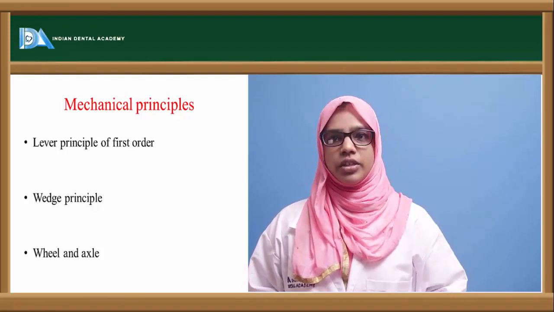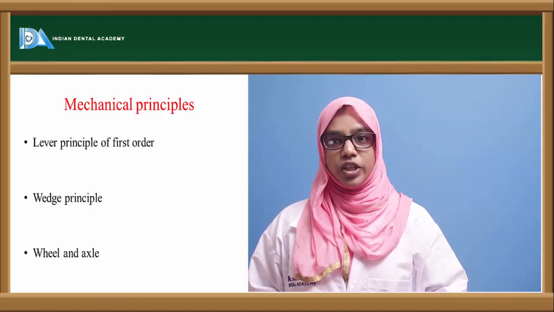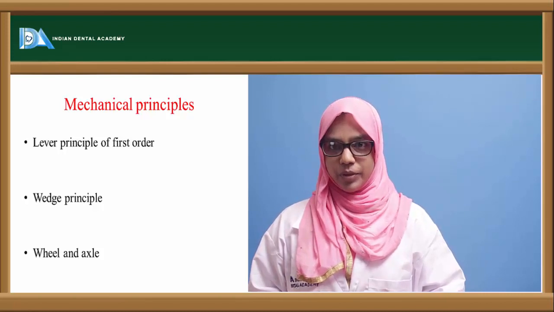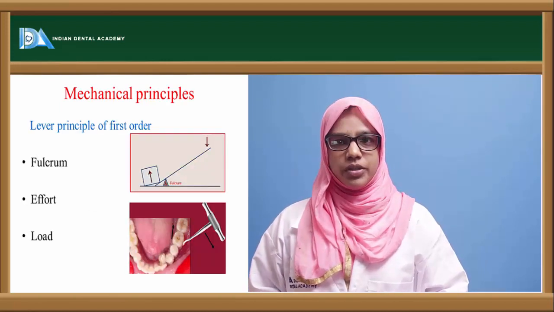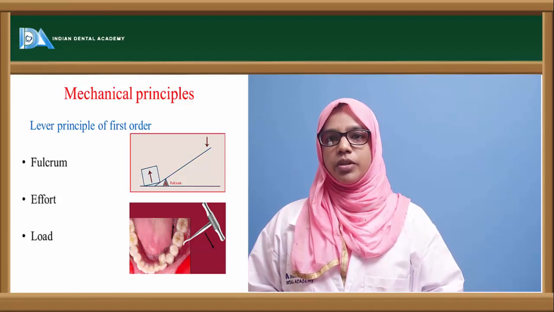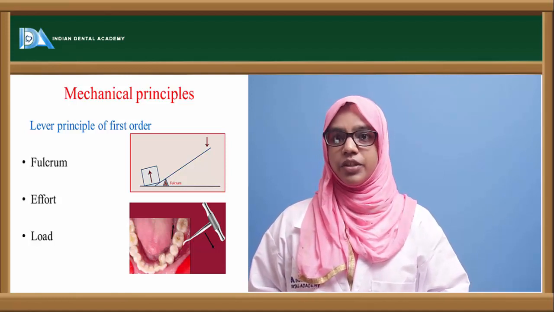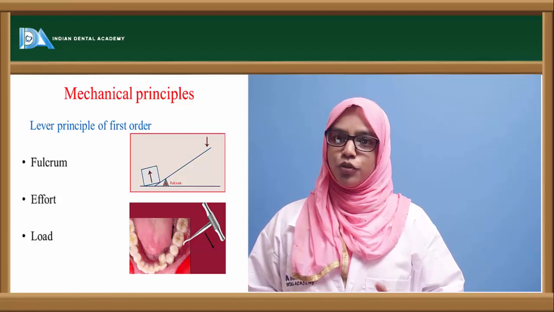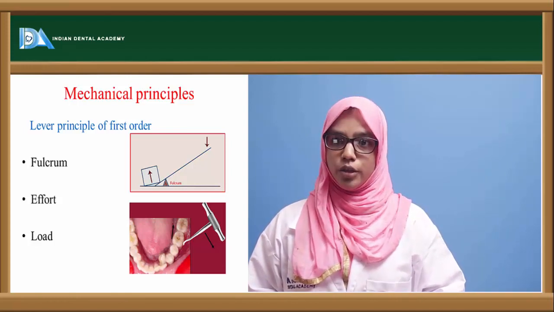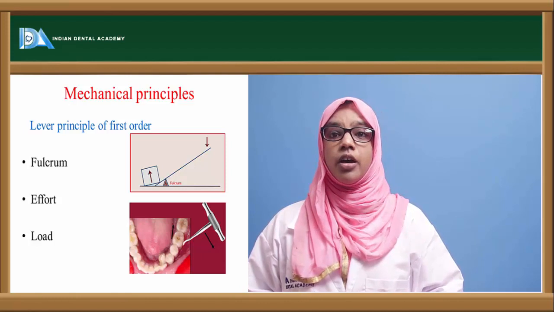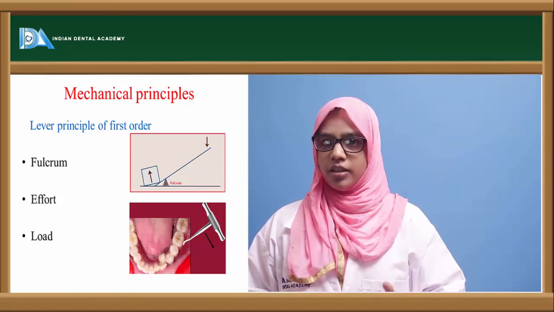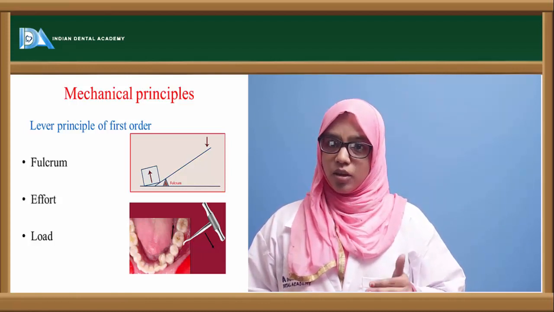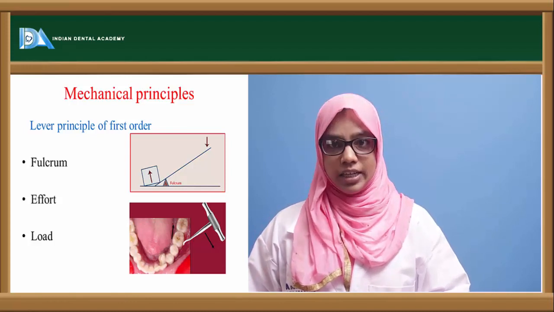It consists of 3 things: lever principle, wedge principle and wheel and axle principle. Take a look at the lever principle. In the lever principle, we have 3 basic things. We have the fulcrum, the effort arm and the load arm. The fulcrum is usually present between the effort and load arm in such a way that the effort arm is longer than the load arm. Now the longer the effort arm, the better is the mechanical advantage.